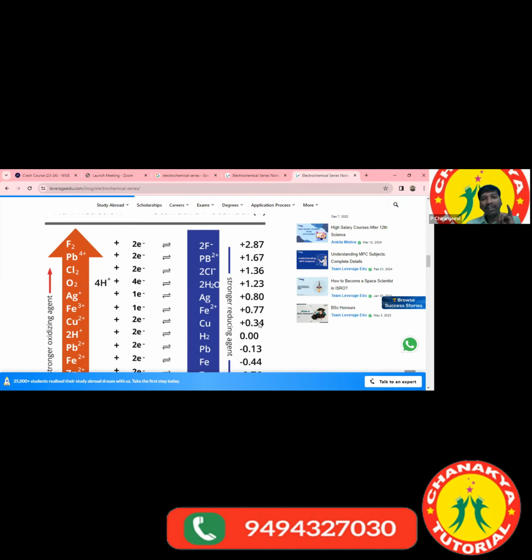One, we can explain the reactivity. Second, we can explain displacement reactions. Third, we can explain which element acts as a strong oxidizing agent and which acts as a strong reducing agent. We can find the increasing order of reducing agents and the decreasing order of oxidizing agents. It is not required to memorize all the values. In the examination, they will mention the values, and according to the values you have to find the suitable answer.